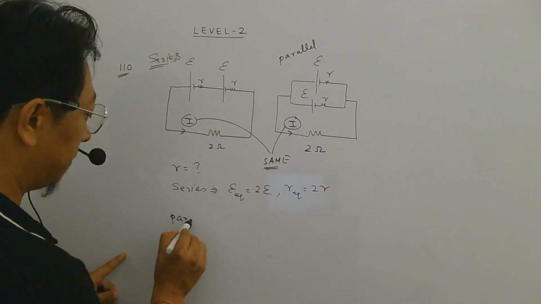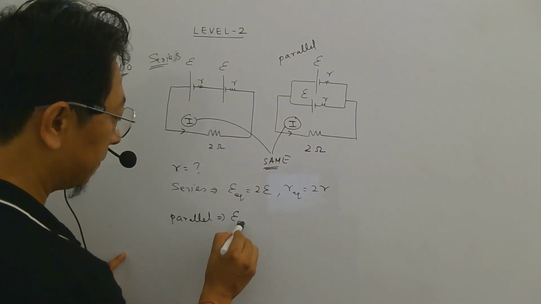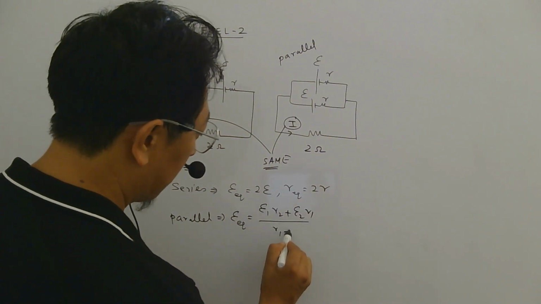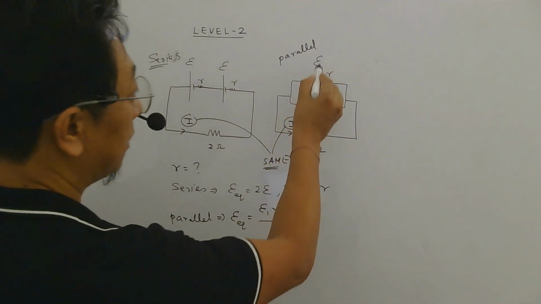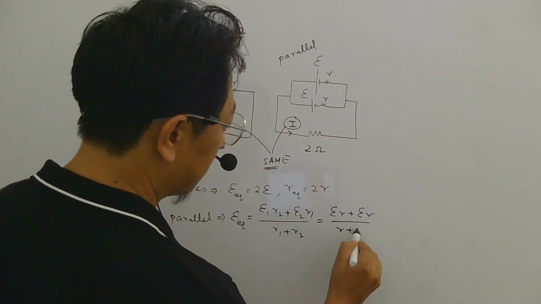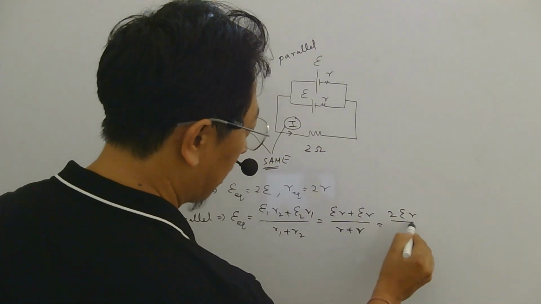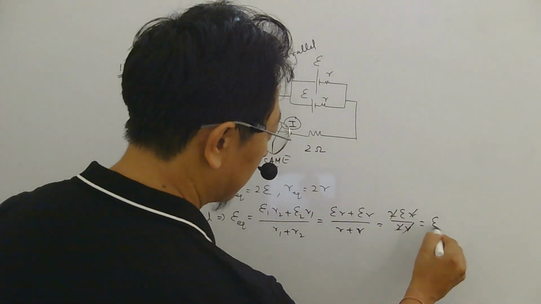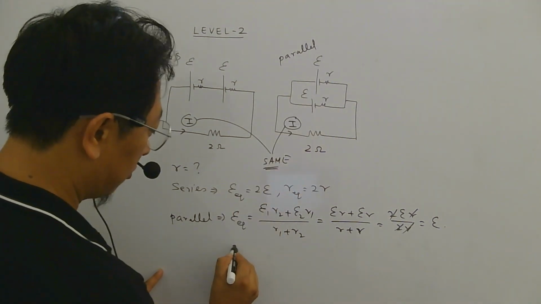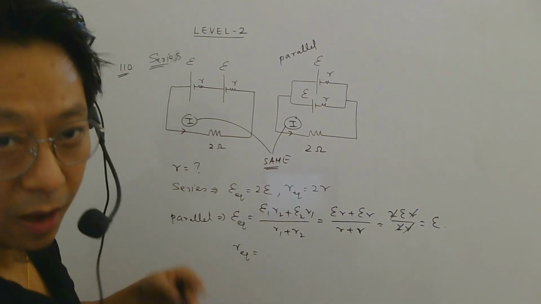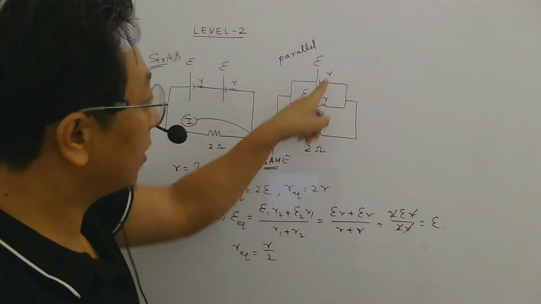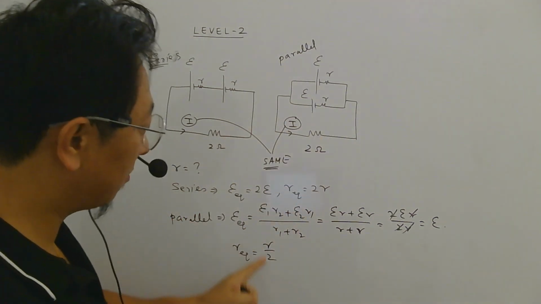Now in parallel, what will be your E equivalent? E1 R2 plus E2 R1 by R1 plus R2. But they said it is identical, so it will be ER plus ER by R plus R, which is 2ER by 2R, 2R, 2R cancel, E. So in parallel, equivalent EMF is E. And what is the equivalent internal resistance? R by 2, because the formula for parallel is 1 by R plus 1 by R, 2 by R, then inverted will be R by 2.